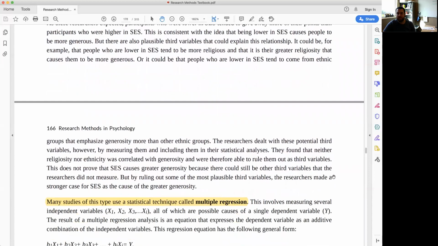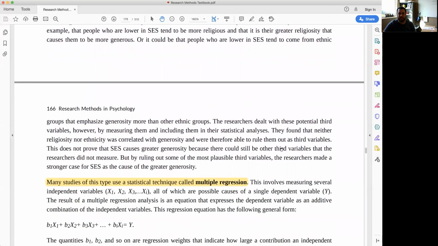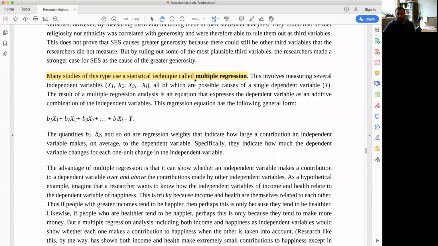With third variables, there are thousands, if not infinite amounts of possibilities that could be out there. So you're really just trying to limit the ones that you are aware of. But it does help to measure those. We can also do something called multiple regression, which is a statistical technique. Again, not going to dive too deeply into this, but the idea of it is that you have all of your independent variables, and it gives you an equation that lets you know how much impact does any one of those independent variables have on your dependent variable.